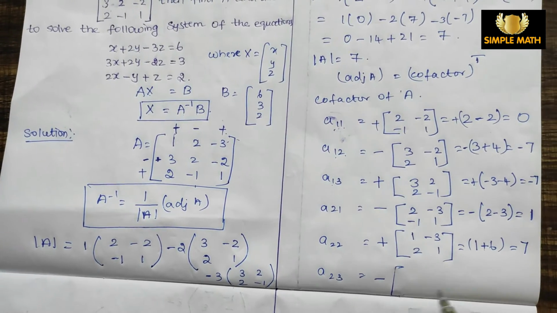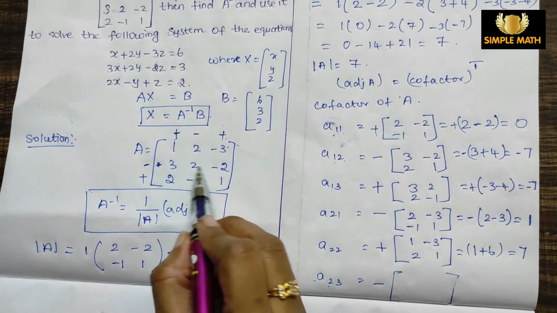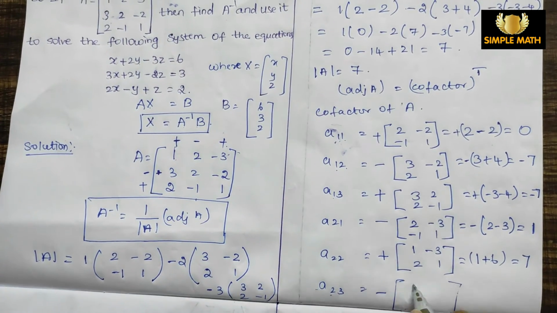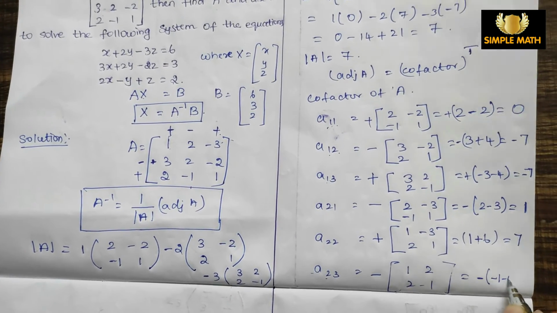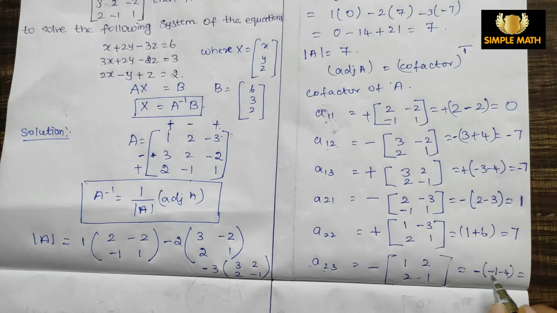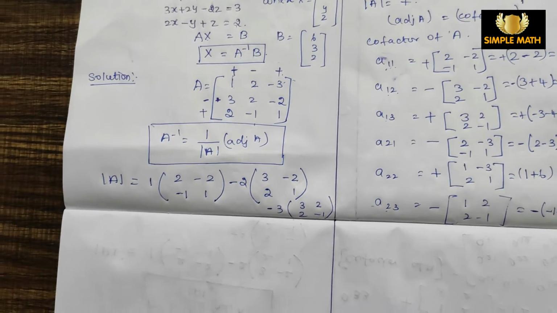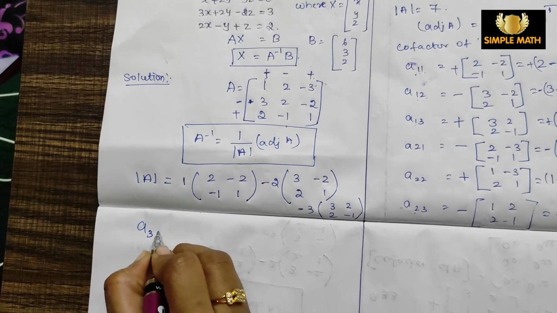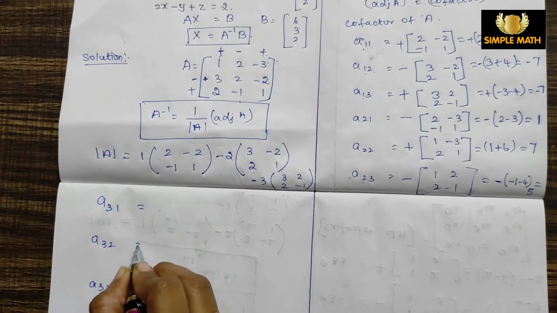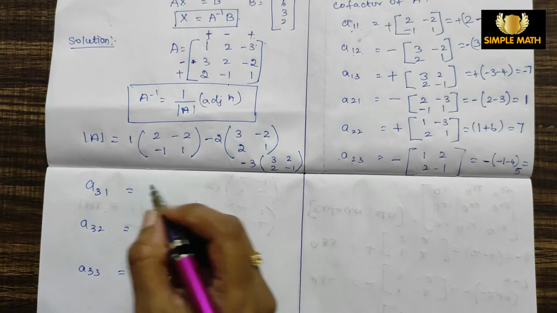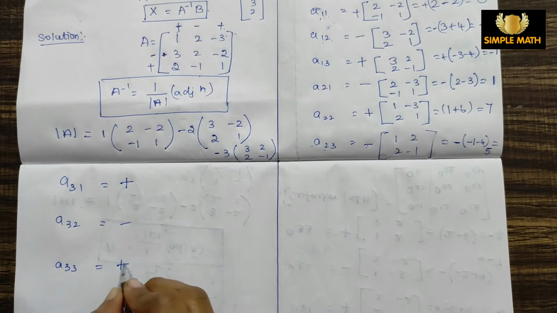Next one is A23. A23 is leaving the second row and third column. I have 1 2 2 minus 1, which is equal to minus of minus 1 minus 4, which is equal to plus 5. Next we have to calculate the remaining entries, A31, A32, A33, and put the symbol outside. Plus, here last I finished in minus, so plus minus plus.